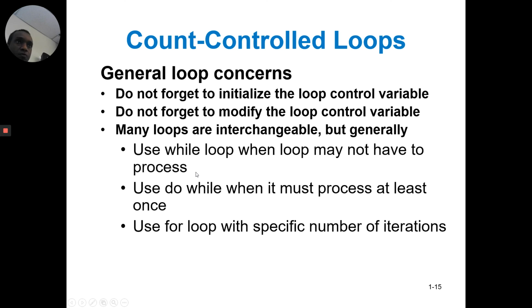Many loops are interchangeable, but generally you use a while loop when the loop may not have to process. They don't have to give you food, right? So you use a while loop. You use do while when it must process at least once. Like in the case of a dining restaurant, they have to sit you down and give you water, then you use a do while. You use a for loop with a specific number of iterations. You know how many times you want to run it. You only need 5 times for this statement to run, or 100 times, then in that case you use a for loop.